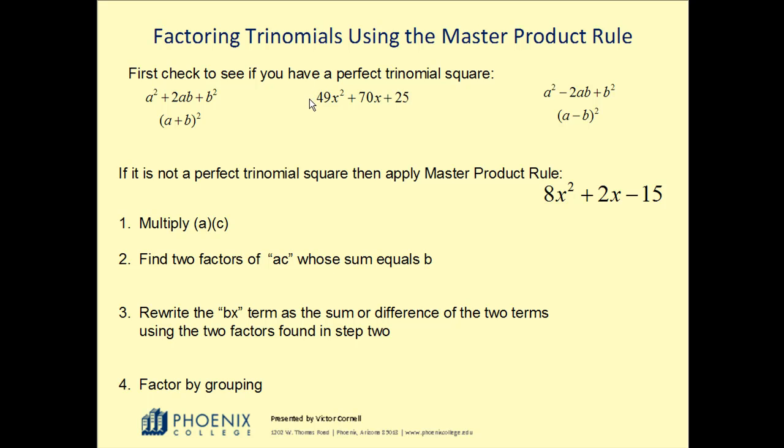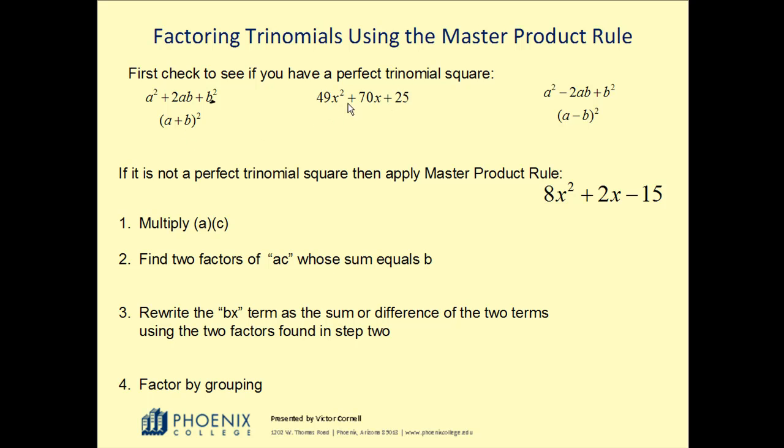Today's lesson, we're going to factor trinomials using the master product rule. Before you use the master product rule, check to make sure you don't have a perfect trinomial square. A perfect trinomial square is very easy to factor. If the first term is a perfect square and the last term is a perfect square and the middle term is double the product of those two, so 2ab, then you have a perfect trinomial square, and it factors real nicely to a binomial squared.